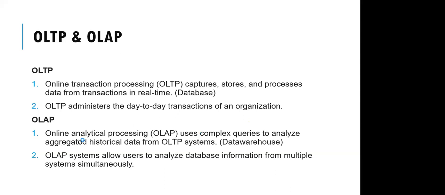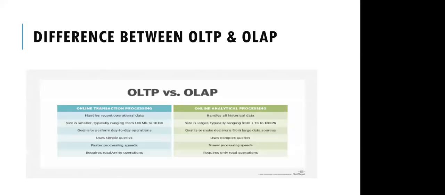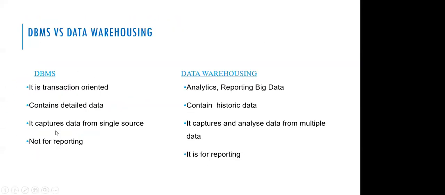So the data from OLTP moves through transformations, and only properly formatted data will be loaded to OLAP, that is nothing but the data warehouse. This is the important difference between OLTP and OLAP. Whatever we have seen for the database will be applicable to OLTP, and for the data warehouse, it will be applicable to OLAP.